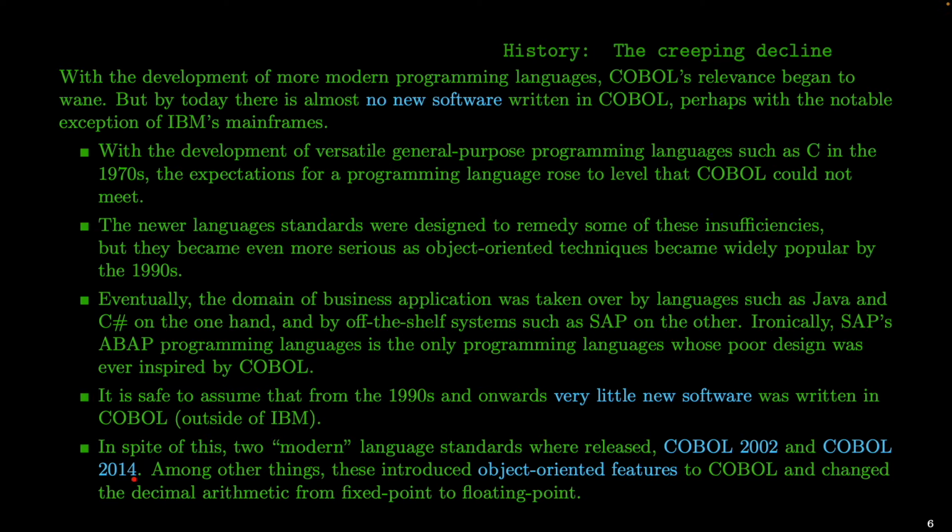What is maybe a bit surprising, there were 2 modern language standards released, one in 2002 and one as late as 2014. And these standards introduced object-oriented features to COBOL and also changed the decimal arithmetic in COBOL from fixed point to floating point. So the idea is, of course, to make COBOL much more compatible with modern day programming languages.